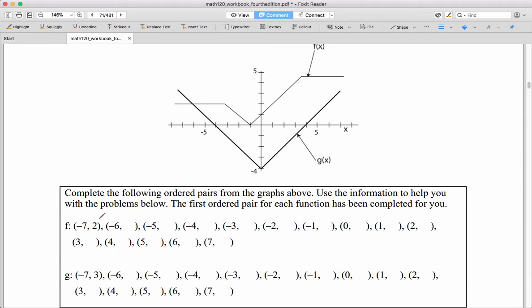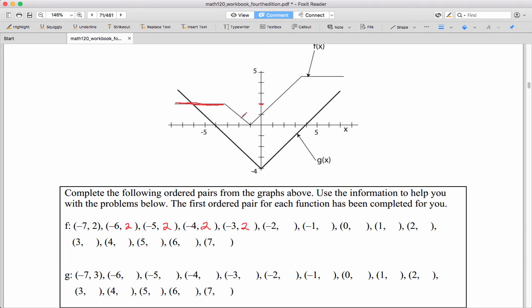Now, they did the first one for us on f. So this is the set of ordered pairs that make up part of the function f and part of the function g. Hopefully the first thing we can see, let's do a little bit of color here, is that this stretch of the function f all is going to get mapped to 2. So from negative 7 all the way up to negative 3, every one of those is going to get mapped to a 2, because it's a horizontal line, right?